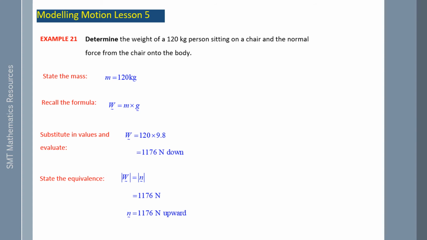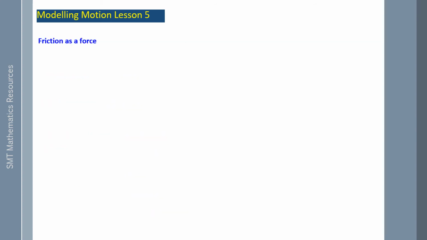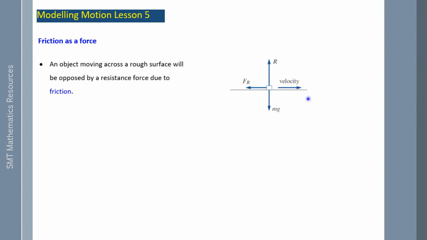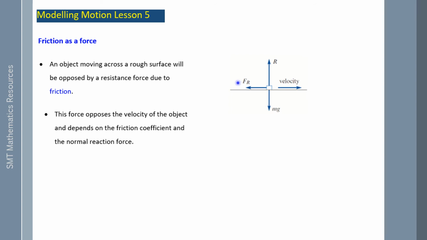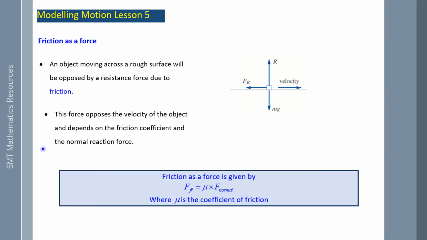Friction as a force. An object moving across a rough surface will be opposed by a resistant force due to friction. So we have our weight and our normal, and our velocity and our friction force opposing it. This force opposes the velocity of the object and depends on the friction coefficient and the normal reaction force. Friction as a force is given as mu times the normal force, where mu is the coefficient of friction.